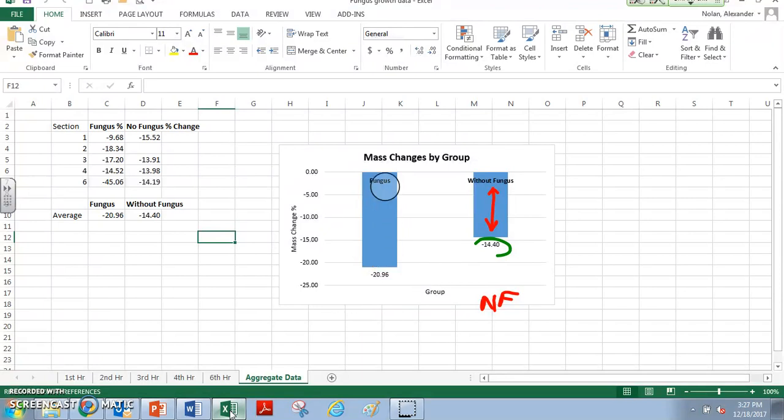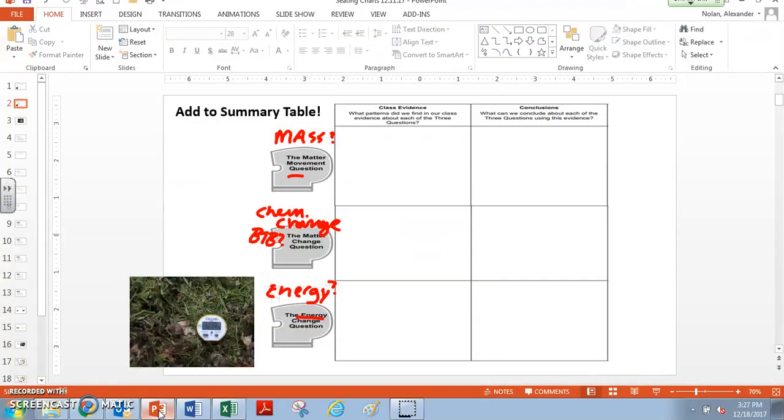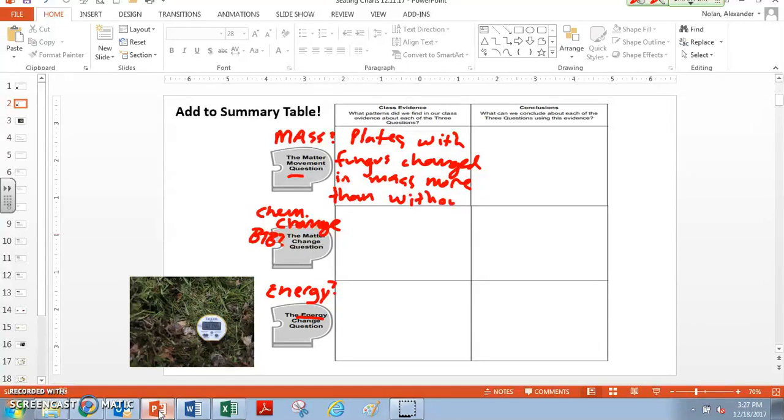So let's add that to our evidence-based argument tool. We've got a mass change. So what we observed in our evidence was that the plates with fungus changed in mass more than without. So the plates that had fungus actually lost more mass than the ones that did not.